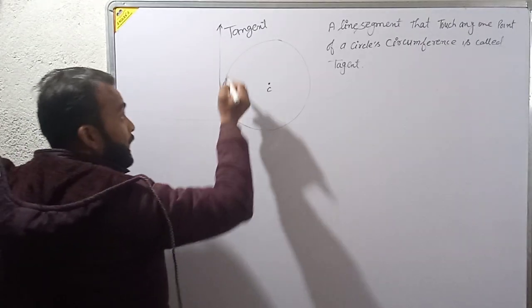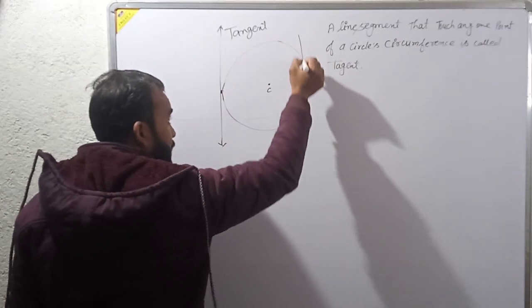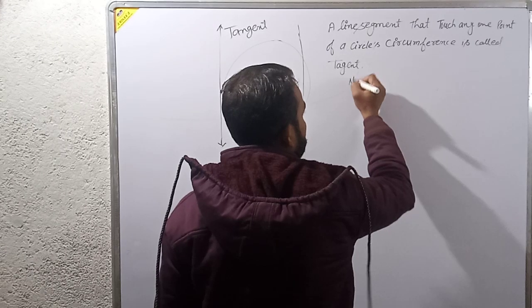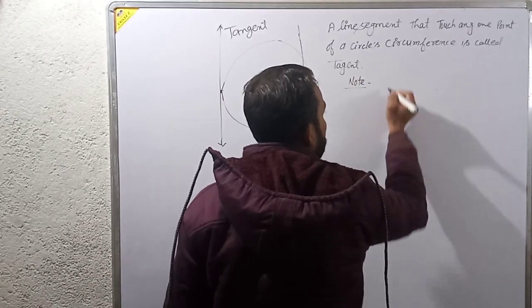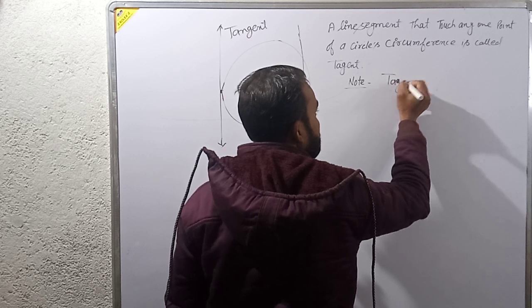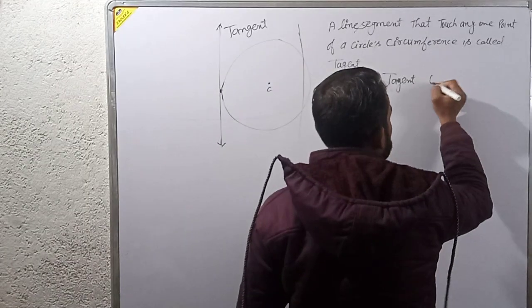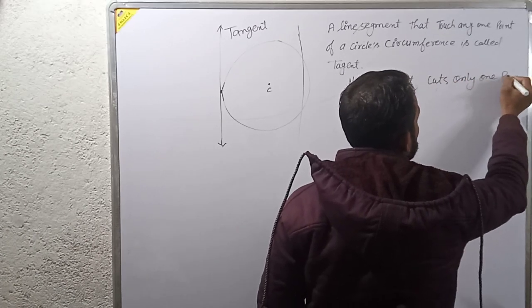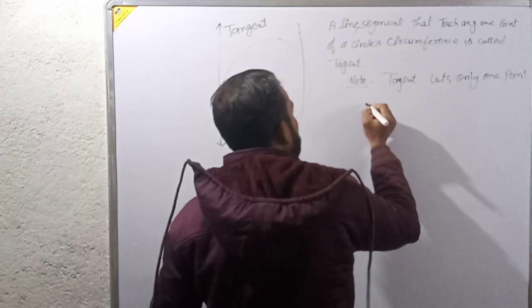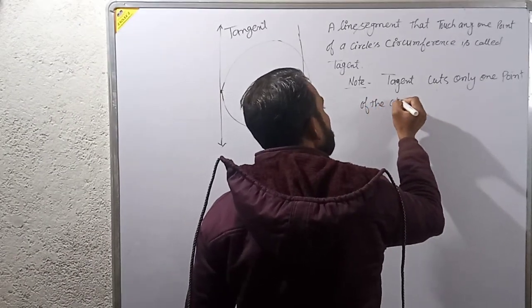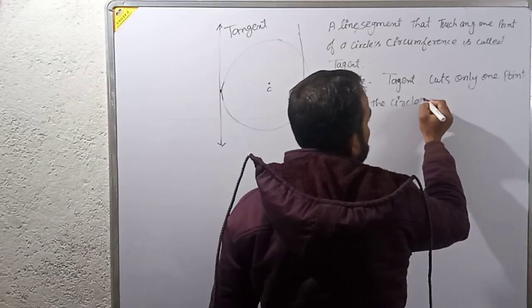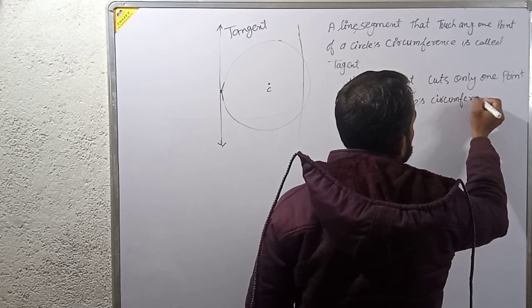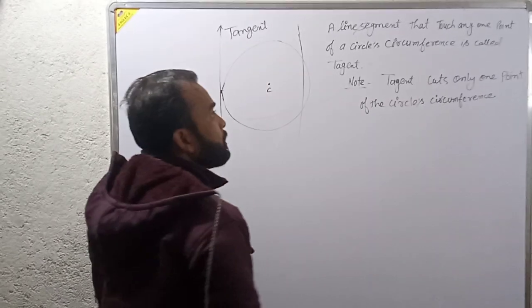We draw another line which cuts any 2 points of the circle. That means a tangent touches only one point of the circle's circumference. Clear?